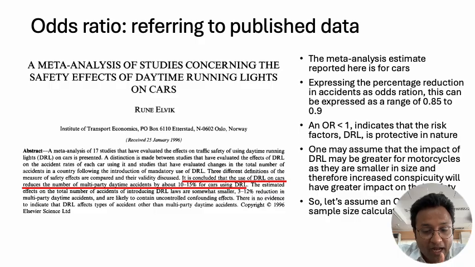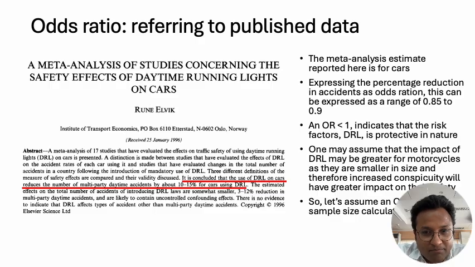So if I were to express that percentage as an odds ratio, this is how I would express it. And this is a protective risk factor. Presence of a DRL improves the safety of a motorcycle. That's why the odds ratio value is less than 1.